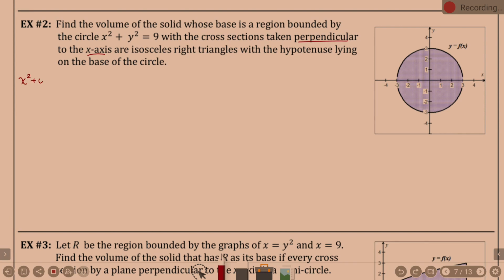Y squared equals 9 minus x squared. So if we're solving for y, y squared is 9 minus x squared, and y is what?